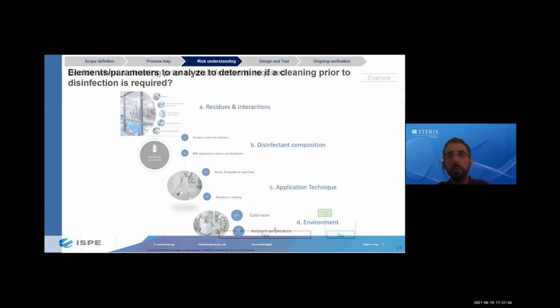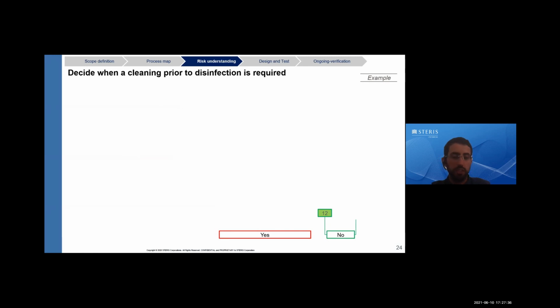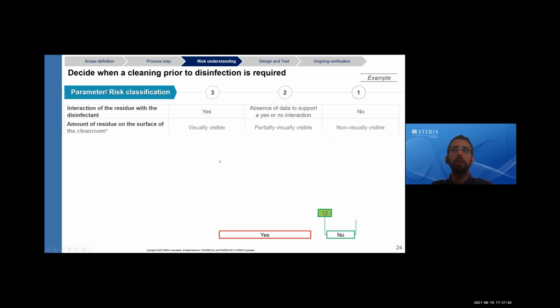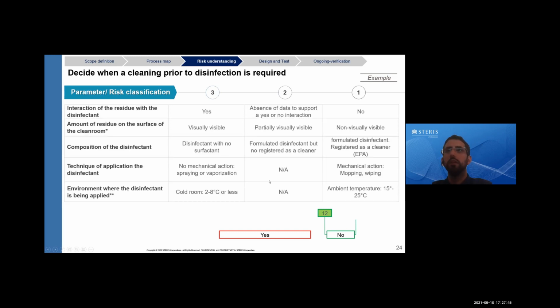So what we did with some of the industry folks is we tried to develop, I would not call it a risk-based, but more a numerical assessment. Do I need to clean prior to disinfecting? What we look at are the different parameters that I have exposed to you. The number one means it's very easy. The number three is high risk, or it's very difficult. So do we know if our residue has an interaction with the disinfectant? If yes, then it's a number three. If we don't have data, we put ourselves at a two. Again, it's an example. If you want to use other numbers, it's up to you.